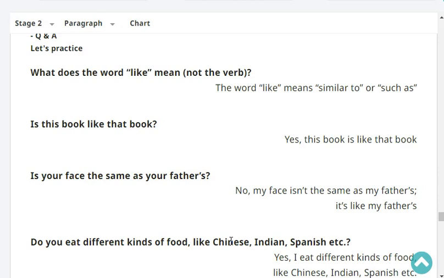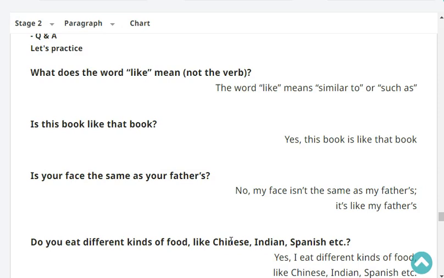Is your face the same as your father's? No, my face isn't the same as my father's. It's like my father's. Very good.